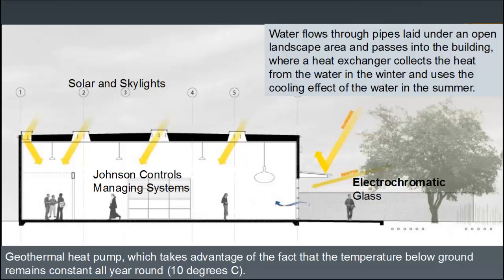So the geothermal heat pump takes advantage of the fact that the temperature below ground remains constant all year round, around 10 degrees Celsius.